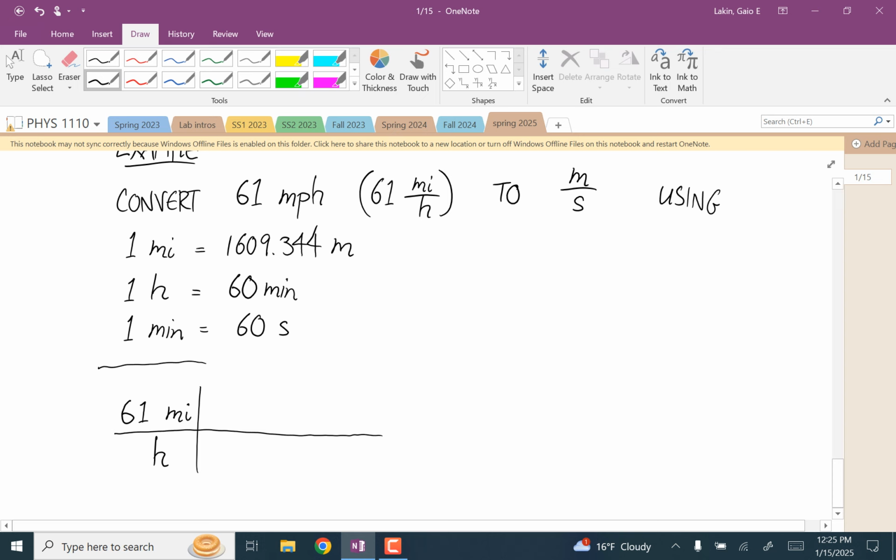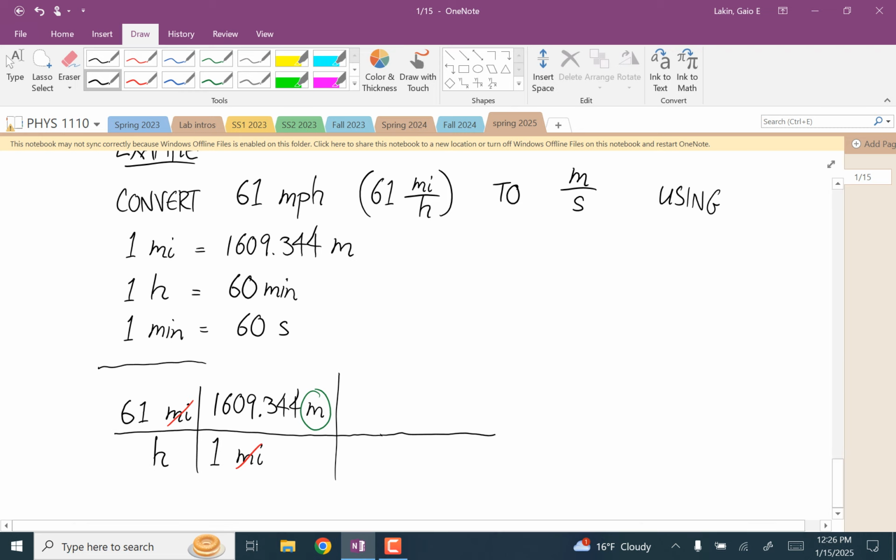1609 over 1 mile. That's right, because what we're trying to get rid of is the miles, so we need to be sure we cancel that. So that means putting 1 mile in the denominator here, and that means putting 1609.344 meters in the numerator. So those cancel. And now we have units of meters, so that part's good, but now we have to convert the hours to seconds. And I'm going to do that in 2 steps. I'm first going to go hours to minutes, and then I'm going to go minutes to seconds.